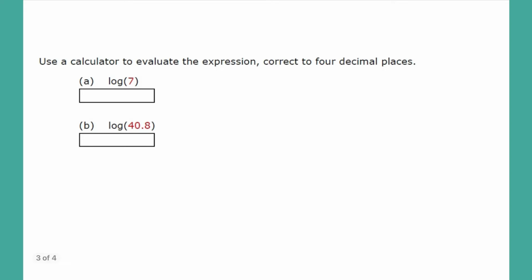All right, this one says use a calculator to evaluate the expression, correct to 4 decimal places. So all I got to do is simply type in log 7, close parentheses. I'm getting 0.845, and since I have a 0 and a 9, I need to round that up to 1. So 0.8451. Next one, log 40.8. I'm getting 1.61066, which rounds to 7.